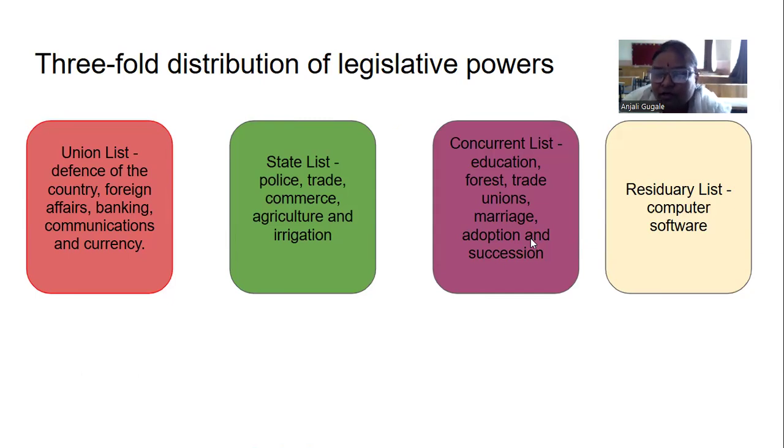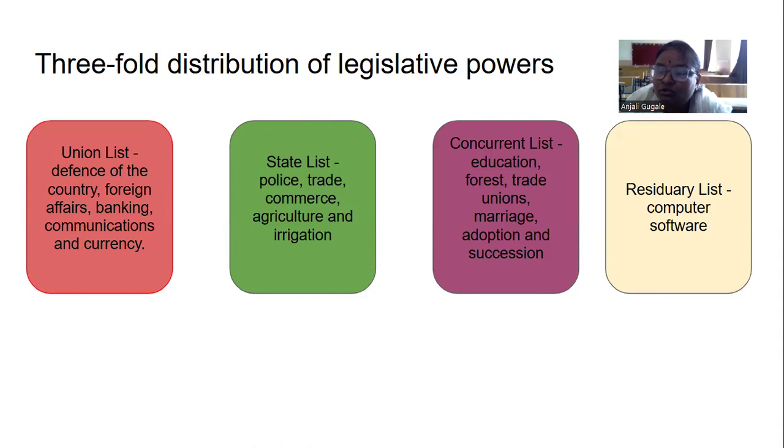Now the last list mentioned here is the residuary list. As it is clearly specified here, computer software. Now, children, during the time of independence, nobody knew what a computer was, right? Nobody knew about social media, but social media and mobile phones are new innovations in today's times.